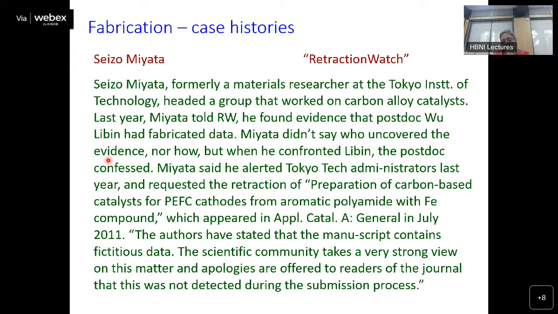Then we have a case of Saizo Miyata. He was a very big professor at Tokyo Institute of Technology, again a very important institute, and he was working on carbon alloy catalyst. Here it was a strange case where the leader of the group himself found out that there's a problem with the data which was being published by his own lab group members.